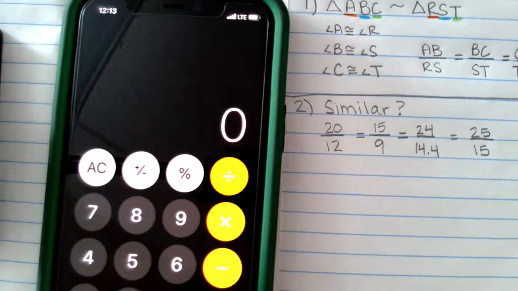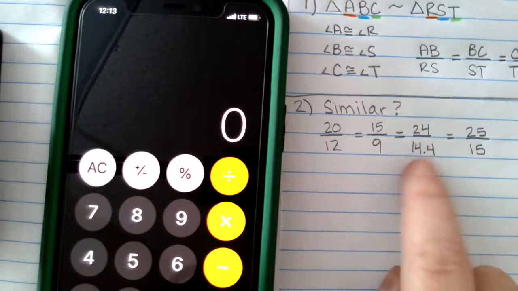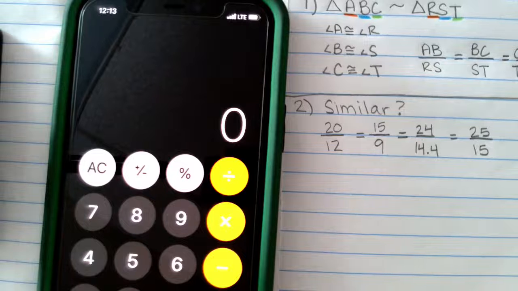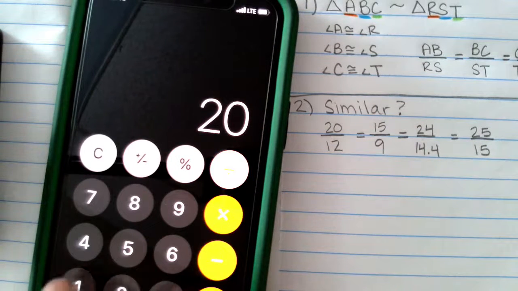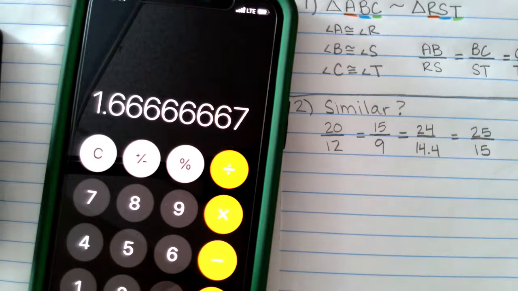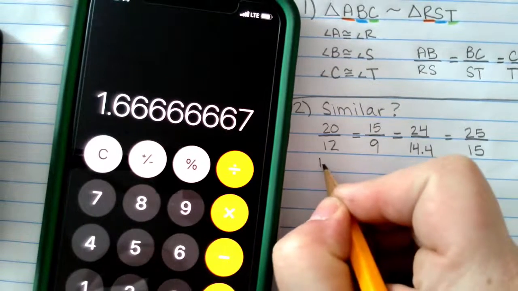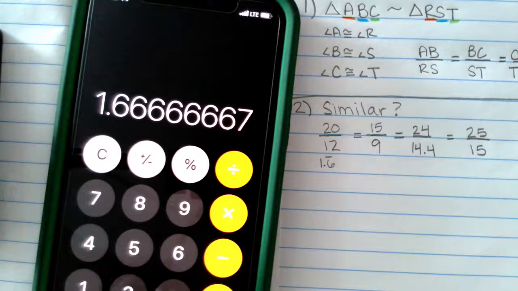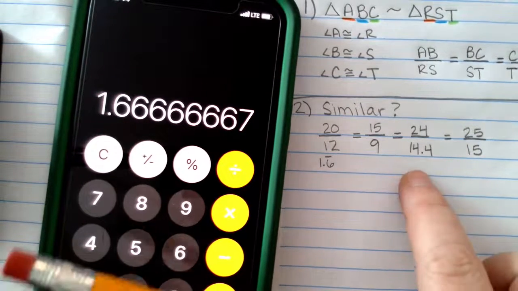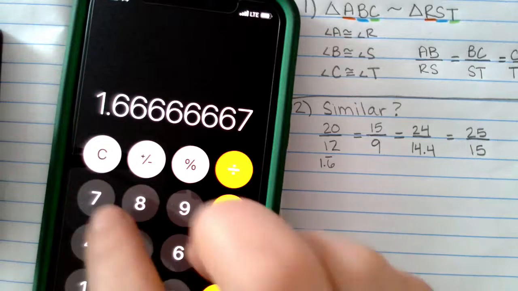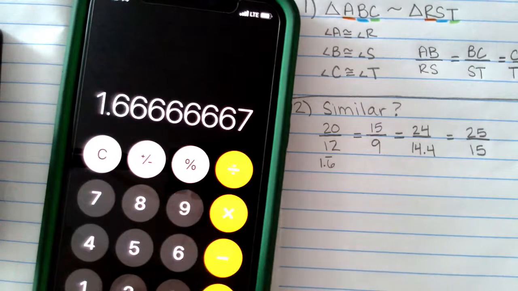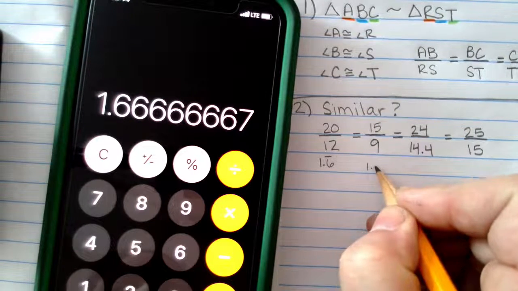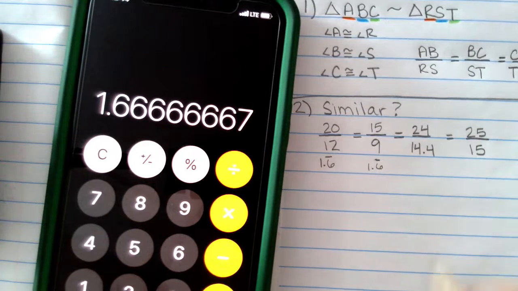24 divided by 14.4 is 1.6666666666. So far we're on track, but we have to make sure it works for every side divided by 15. 1.6666. So are they similar? Yes. Yep, because they're all 1.6, and we were able to match the angles. We had to check both the angles and the sides.